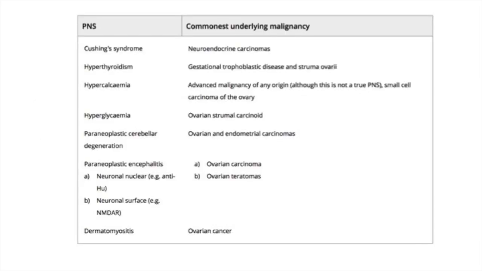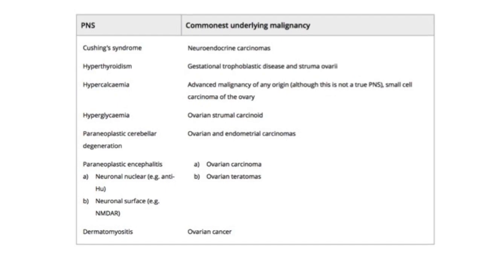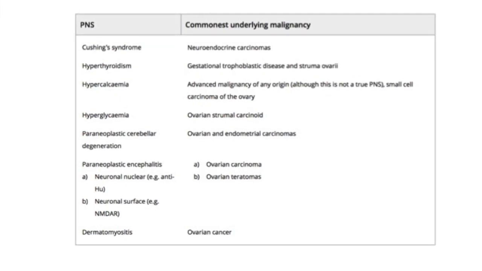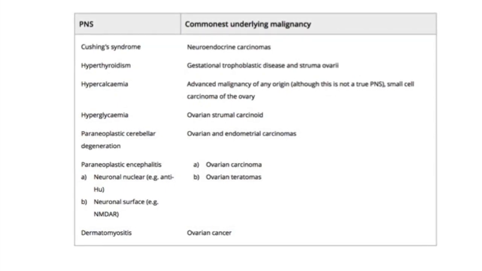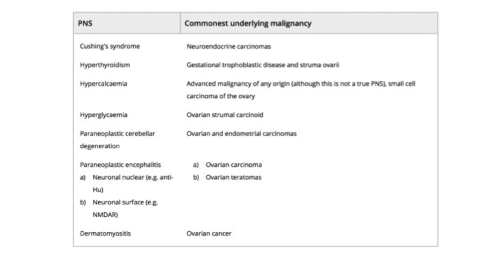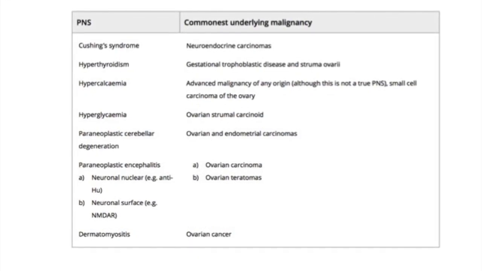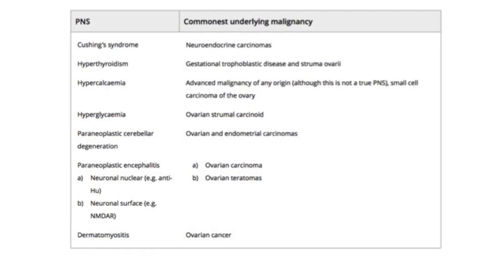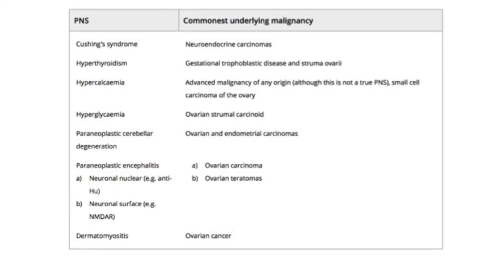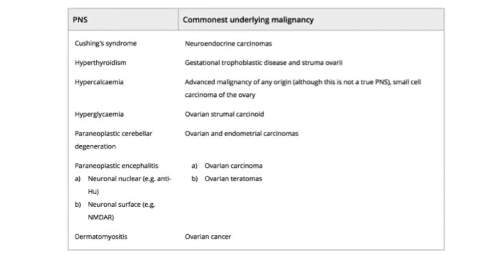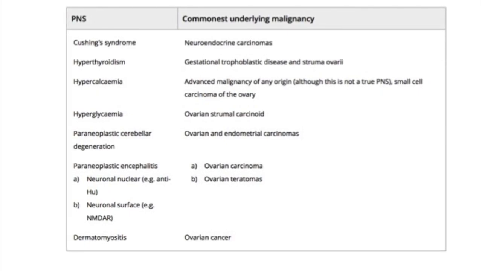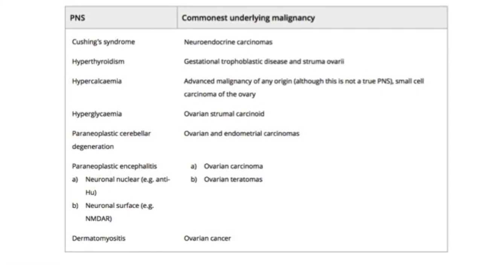Okay, so the next table is about the paraneoplastic syndromes and the commonest underlying malignancy. Cushing's syndrome: neuroendocrine carcinomas. Hypothyroidism: gestational trophoblastic disease and struma ovarii. Hypercalcaemia: advanced malignancy of any origin, although it's not a true paraneoplastic syndrome, and small cell carcinoma of the ovary. Hyperglycaemia: ovarian stromal carcinoid.